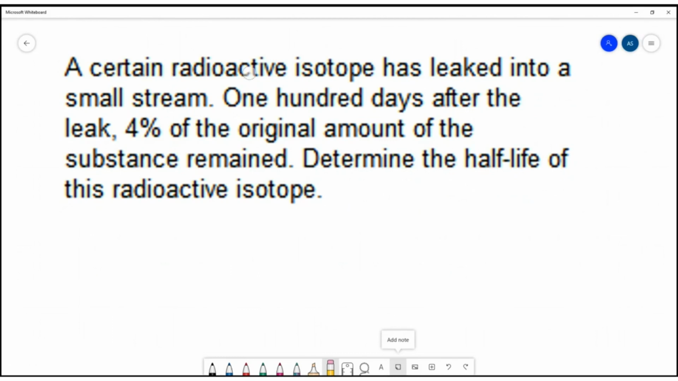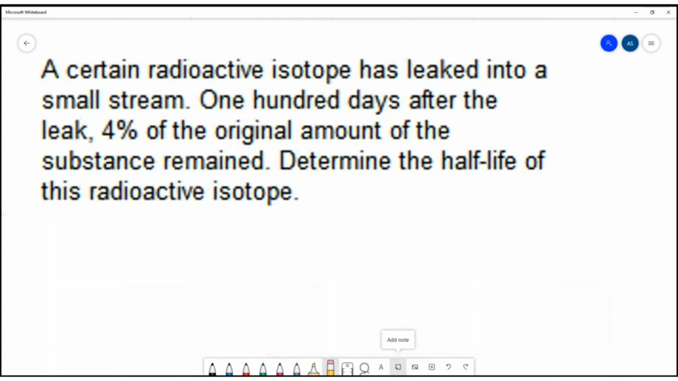A certain radioactive isotope has leaked into a small stream. 100 days after the leak, 4% of the original amount of the substance remained. Determine the half-life of this radioactive isotope. So what we're going to do is use this information here about 4% of the original amount remaining at 100 days. We're going to use that information to find k, the decay rate.